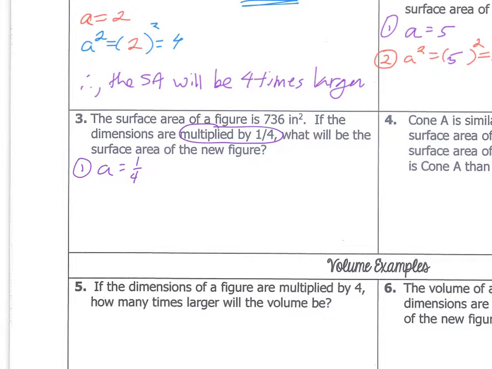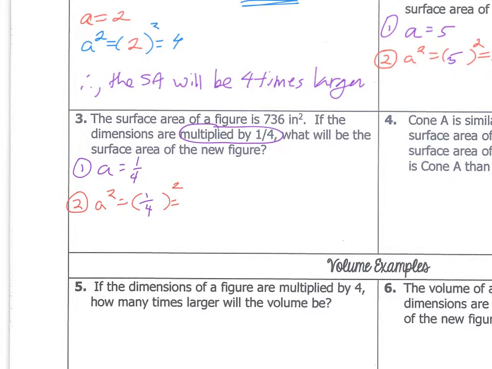So isn't your A equal to 1/4? Yeah. Right? And if we're talking about surface area, I need to find what A squared is going to be. So you're going to put that 1/4 in and square it. What do you get?